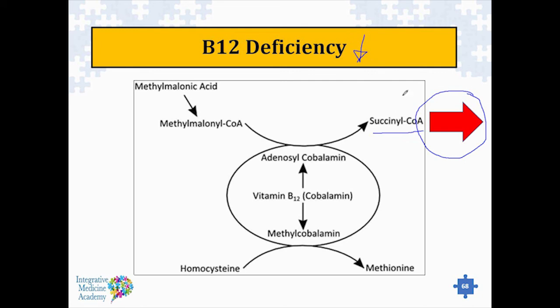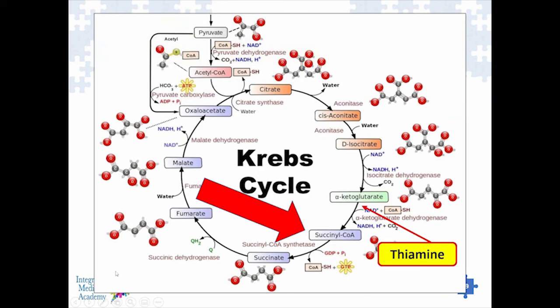What's an area in the body, or I should say an area in the cell, that can become compromised? Right back into the mitochondria. Succinyl coenzyme A is another point within the Krebs cycle of our mitochondria. Now it's interesting, one of the cofactors that's needed in the metabolism of alpha-ketoglutarate, or alpha-ketoglutaric acid, is thiamine.